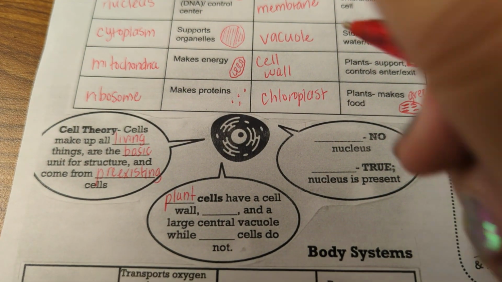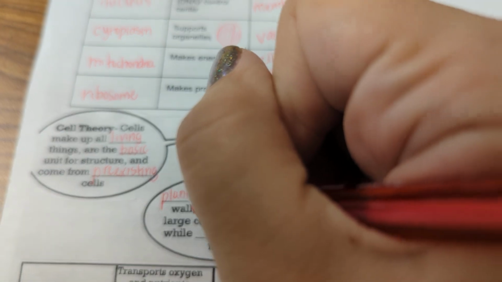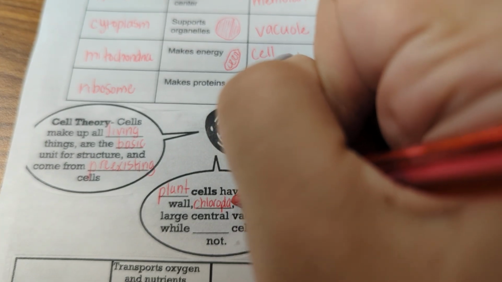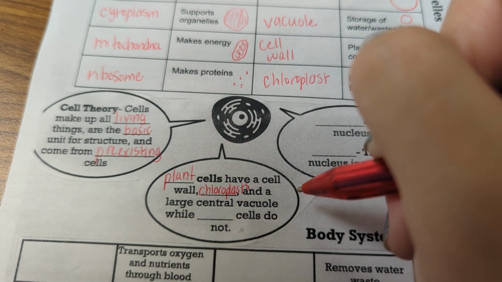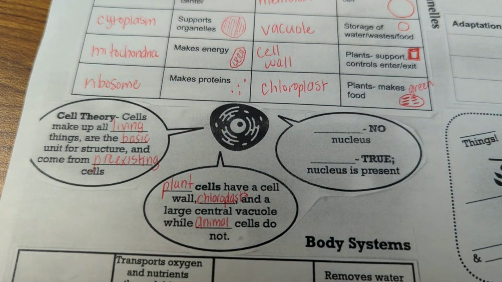Plant cells have a cell wall, chloroplasts, and large central vacuoles, while animal cells do not.